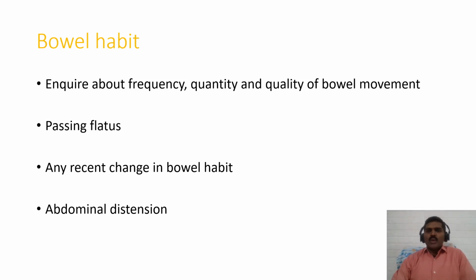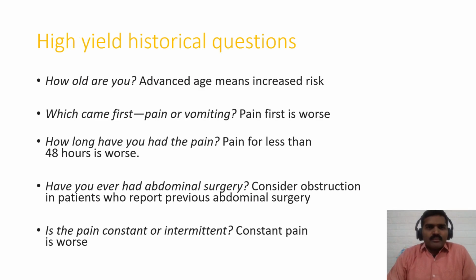There are certain specific questions which yield more information than the regular questions. Especially ask the patient about his age: how old are you? Advanced age means increased risk of disease. As we know, patients more than 60 years will have more serious disorder than patients less than 60 years. Whether the pain came first or the vomiting came first: if the patient is having both pain and vomiting, pain first is always worse. How long have you had the pain? Pain for less than 48 hours is usually worse.